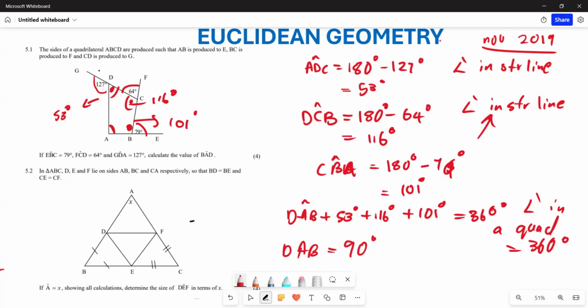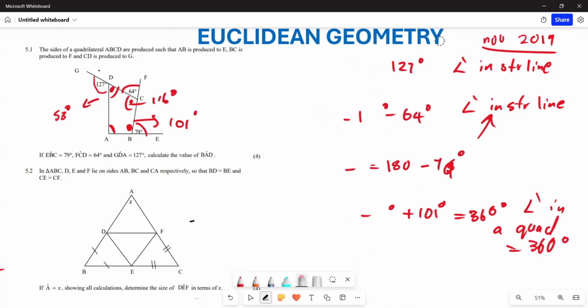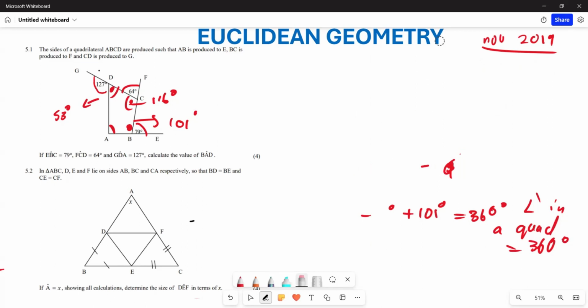Let's look at our 5.2. Now in 5.2, what are you going to do here? Let's just start by making up our space here, so that you can follow what is required of you.